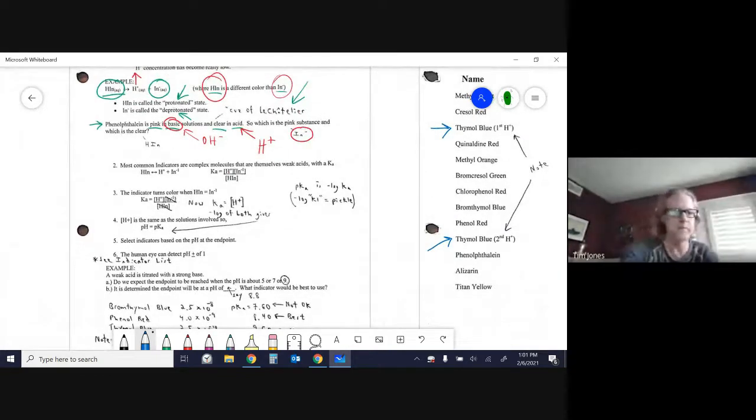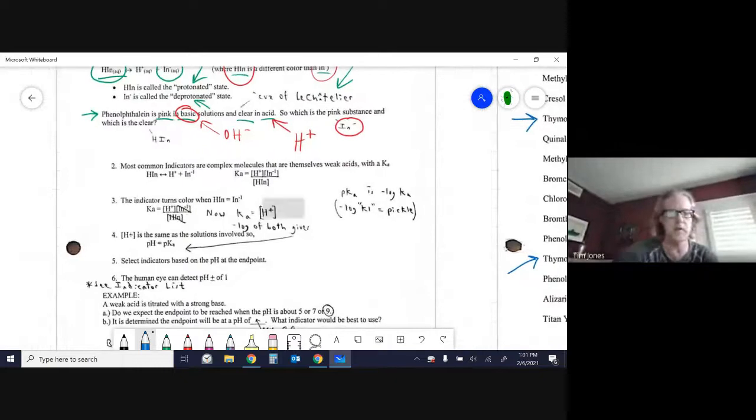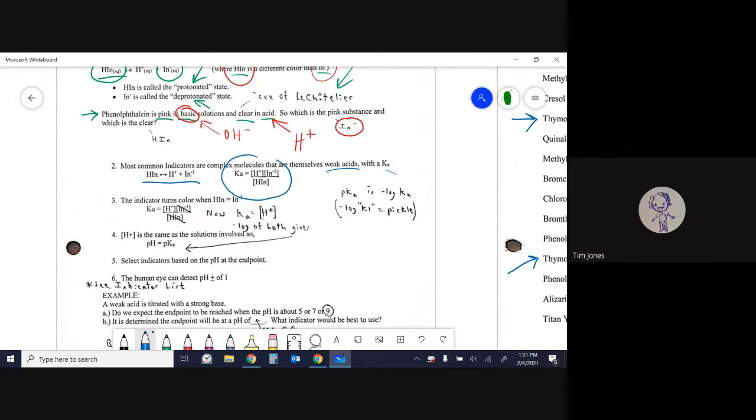Number 2. Most indicators are complex molecules. They themselves are weak acids with a Ka that we just saw. And so you can write an equilibrium reaction or equation. You can then write a Ka expression for them. And again, I'm just abbreviating the complex part as In.